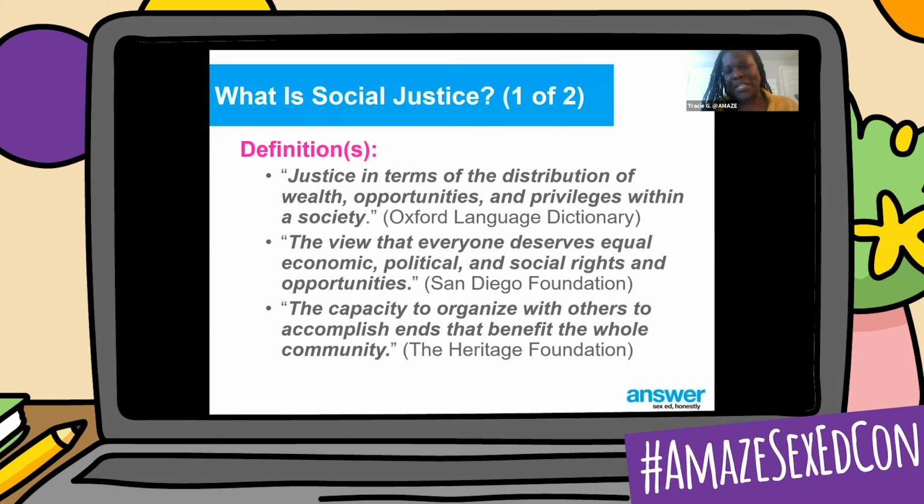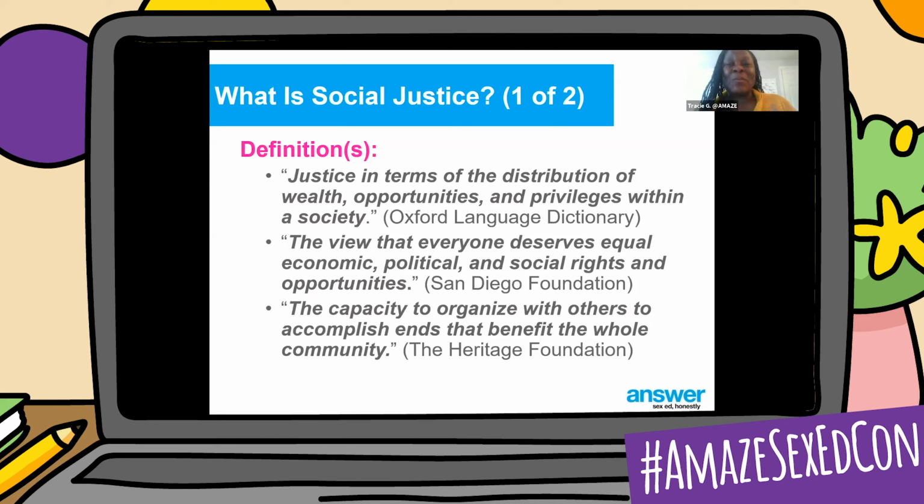We're not going to talk about economics here, but we recognize that within that discussion, it was about the distribution of privileges and making sure that, like was said in the chat, folks are having experiences of equity and equality. The San Diego Foundation actually has a definition from which I believe the National Sex Ed Standards was inspired to use, because a lot of the language is very similar. And they discuss it as the view that everyone deserves equal economic, political, and social rights and opportunities.